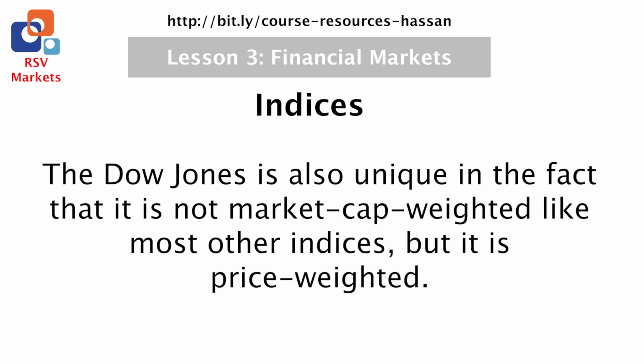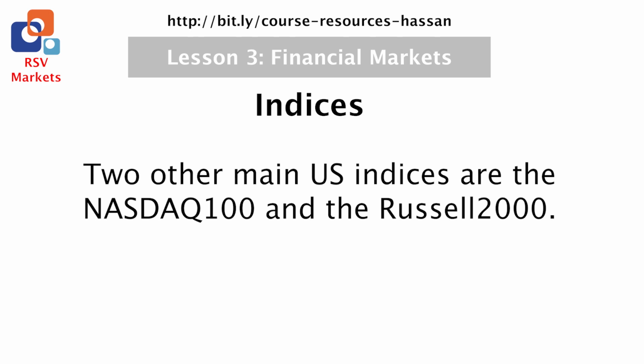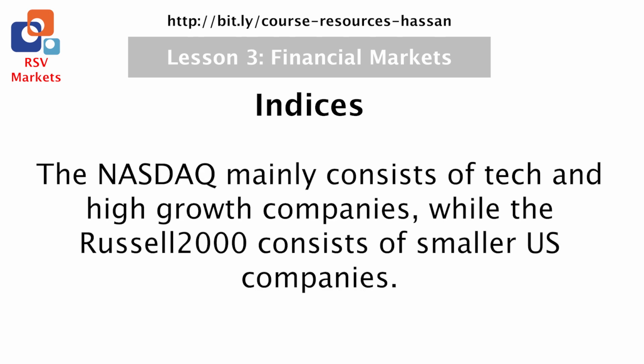The Dow Jones is also unique in the fact that it is not market cap weighted like most other indices, but it is price weighted. If you're interested in these differences, I suggest you try to look them up for further details about their calculations and the pros and cons for each. Two other main US indices are the Nasdaq 100 and the Russell 2000. The Nasdaq mainly consists of tech and high growth companies, while the Russell 2000 consists of smaller US companies.